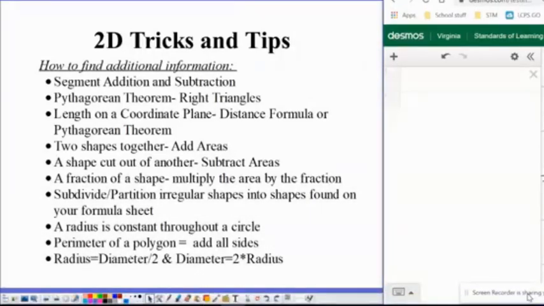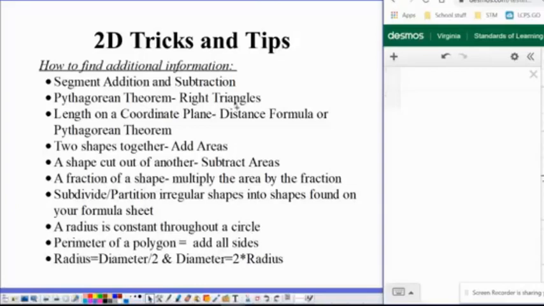Okay, guys, so we're going to look at some two-dimensional tricks and tips. Sometimes you're working on an area problem or a composite area problem, and you need to find some additional information. So here's a list of some of the things that you might want to jot down and look for. Sometimes you're missing a side that's parallel to another side, and you can add segments together or subtract segments from each other to get missing values.